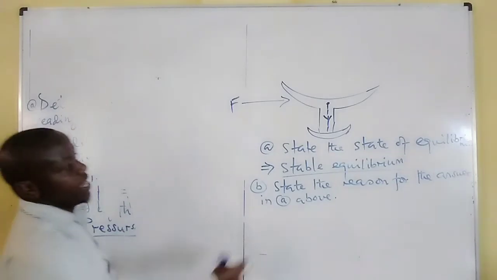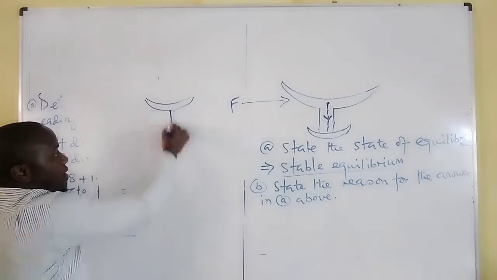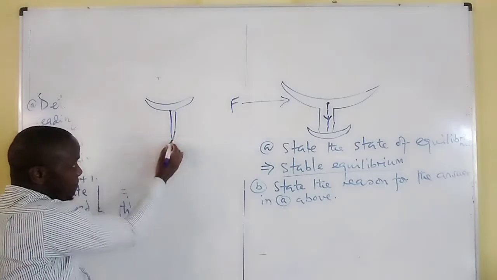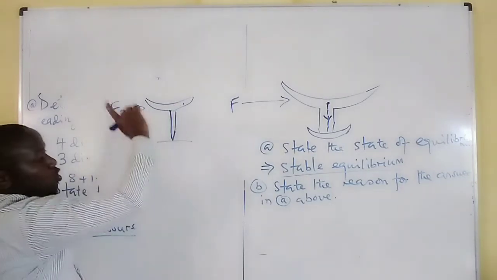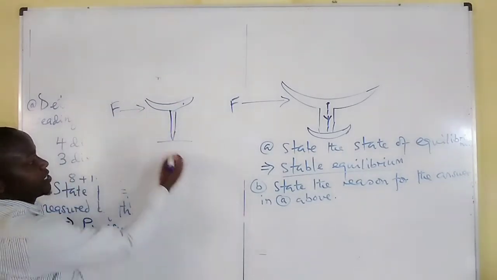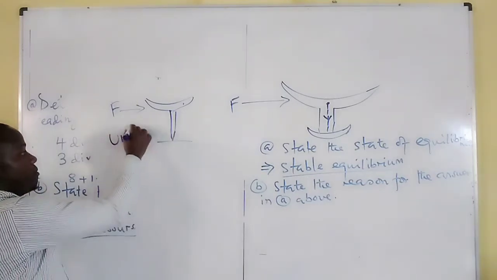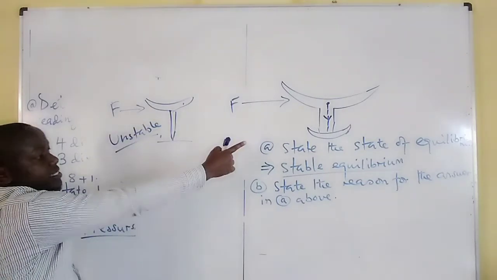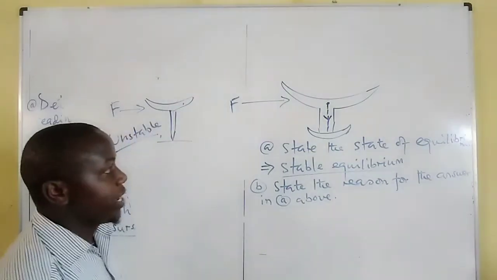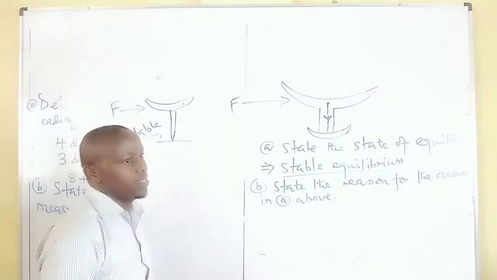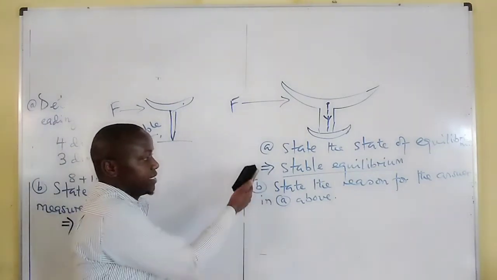If the area was very small, such that when we apply a force here, the stool topples over, then we would have said that the state of equilibrium is unstable. But for this case, according to the bigger or broader base area, we can see that after displacing the stool slightly, it will still come back to its position, therefore it is stable.